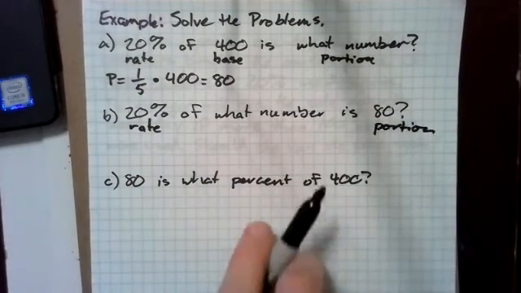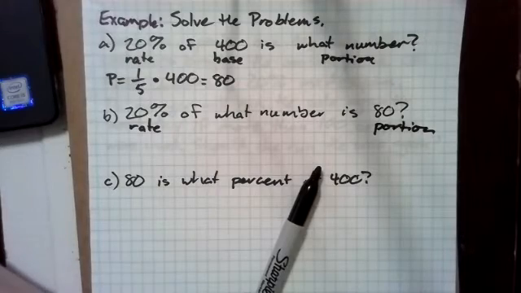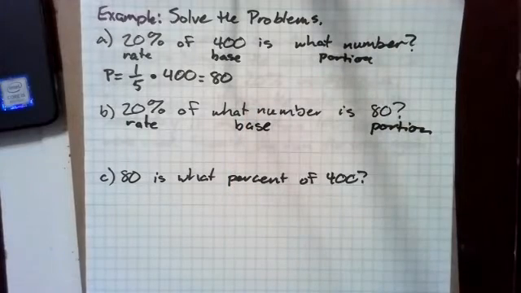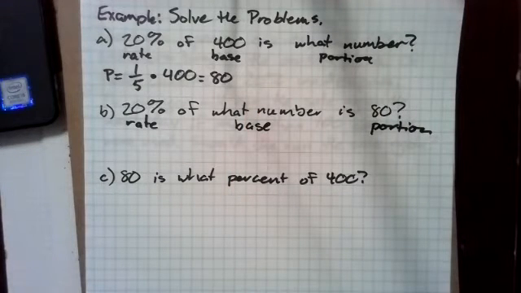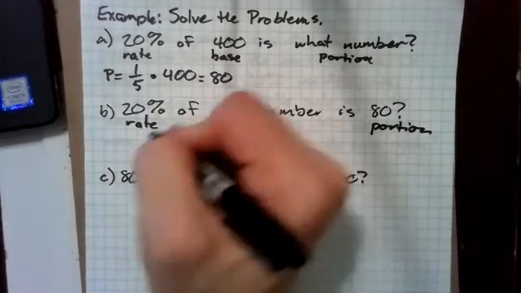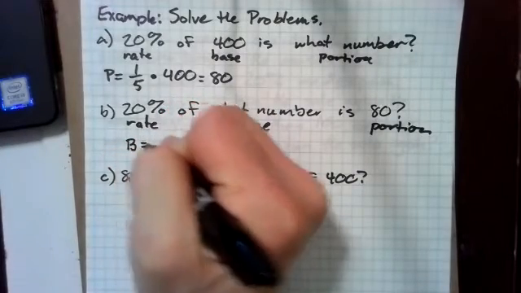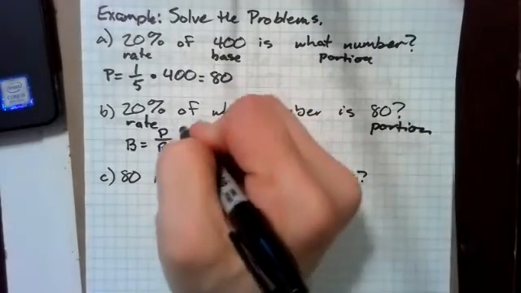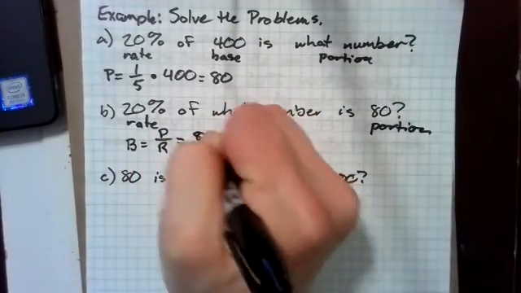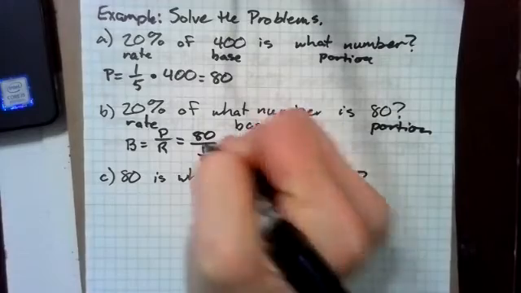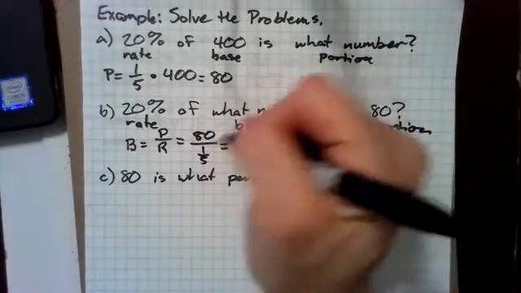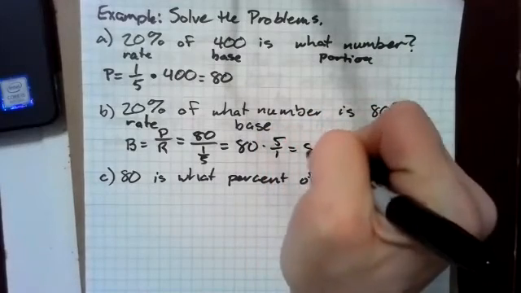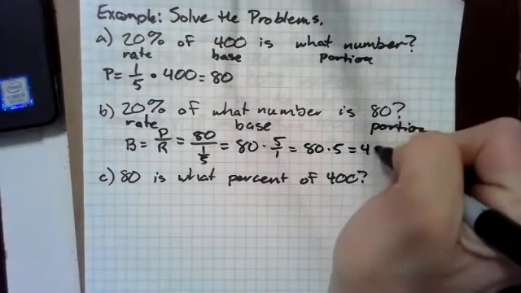And finally, what number is our base? We want to find the base. So to use that, we use the formula B equals P over R. Okay, so that's 80 over 1/5. And remember that if we are dividing by a fraction, we can multiply by its reciprocal. So that's 80 times 5 over 1, which is just 80 times 5, which is 400.